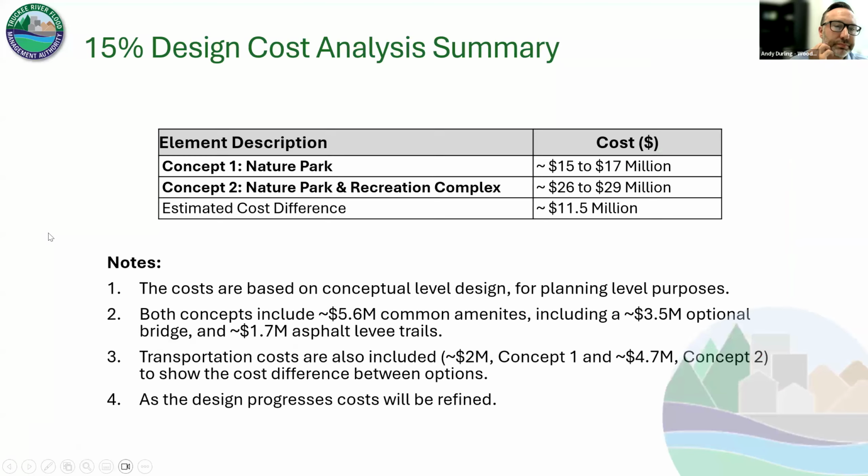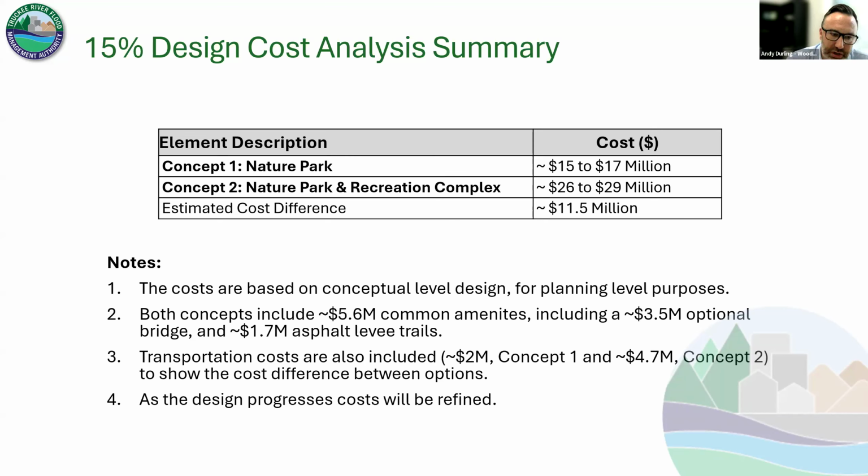Next slide. So looking at this, we're still at a very high level, 15% design. Looking at the cost aspects of these two concepts, the nature park itself is somewhere in the $15 to $17 million range to construct, versus the nature park and recreation complex, which is in the $26 to $29 million range. And that is based on this conceptual design, and for planning purposes at this time.